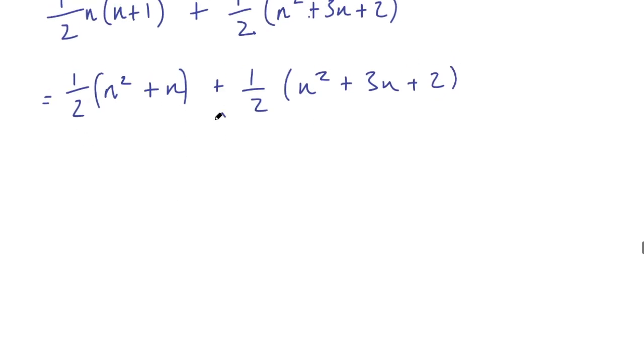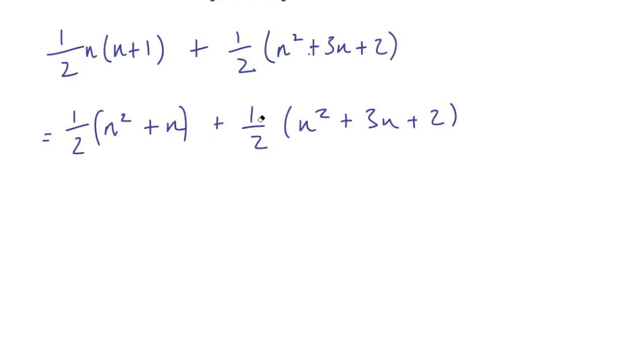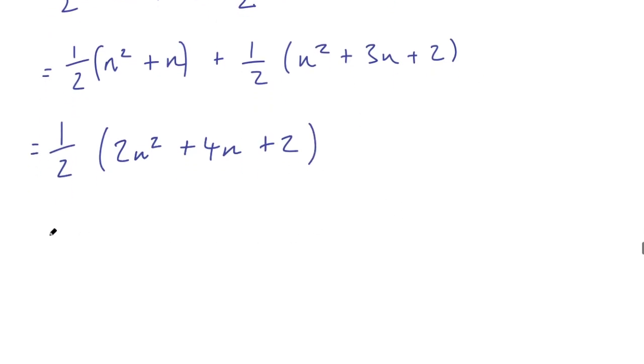And well, let's just factorize this half out. So what we're going to get is a half, and then we can add the rest of the terms together. So n squared plus n squared is 2n squared, and then n plus 3n is 4n, and then I've got a plus 2 on the end. And because these are all factors of 2, I can divide them all by 2. So this is going to be 2n squared divided by 2 is n squared, plus 2n plus 1.